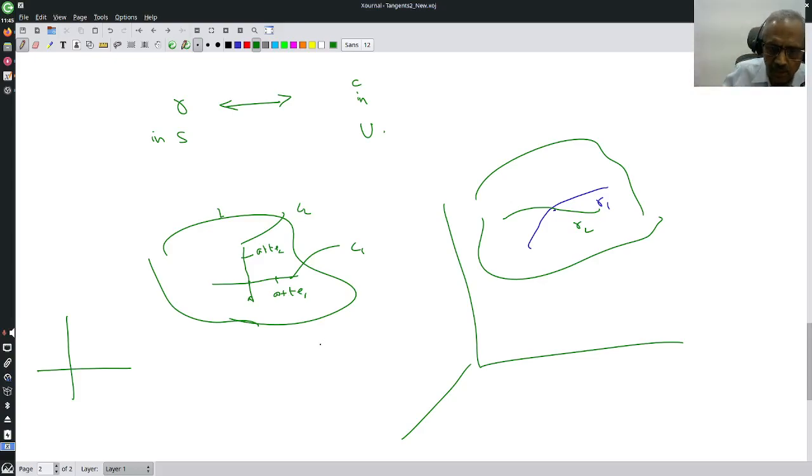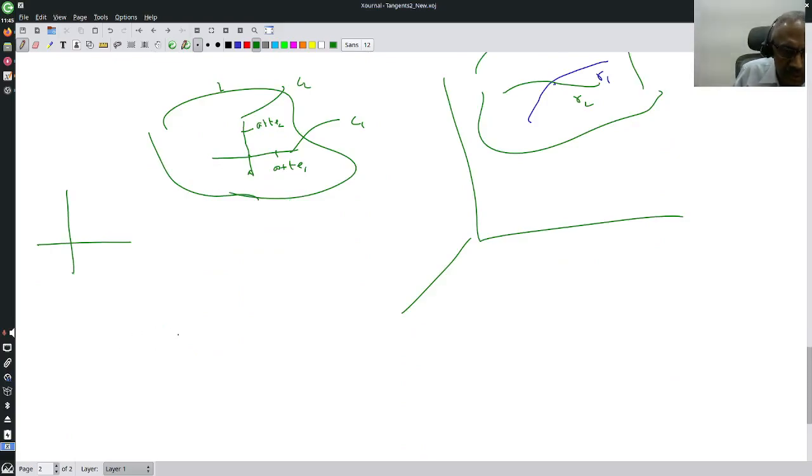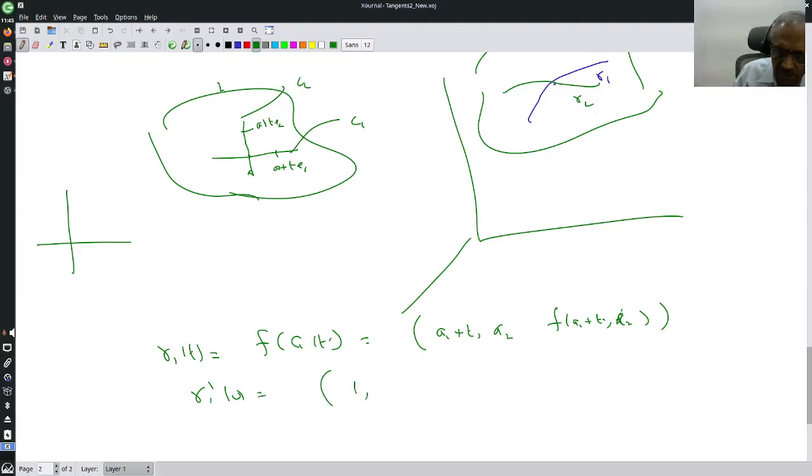Alright, now, what is my gamma 1 of t? Gamma 1 of t is (c1(t), f(c1(t))), that simply means it's going to be (a1 plus t, a2, f of (a1 plus t, a2)). Right? Therefore, gamma 1 prime 0, you can see, is nothing other than (1, 0, fx at a). Similarly, gamma 2 prime 0 is (0, 1, fy at a). Therefore, these are called coordinate curves.